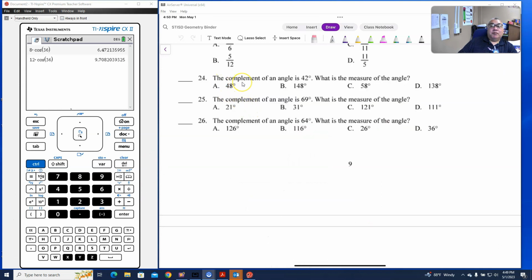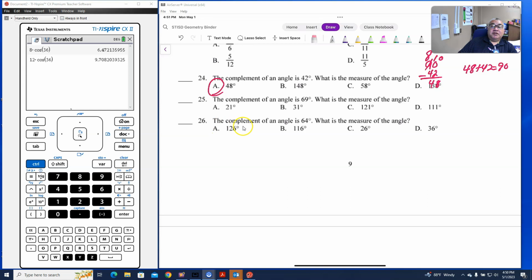The word complement means the sum of the angles is 90. It says the complement of an angle is 42. What is the measure of the angle? We know that complement means the sum of the angles is 90. So you have 90 minus 42. So it's 48. So your answer is B. That means that 48 plus 42 will give you 90.